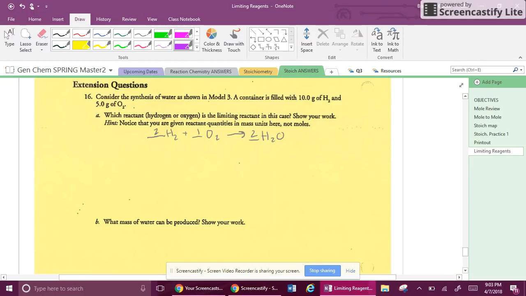The different part is when we say, where are we going to start? We start with what's given. If I read the question, blah, blah, blah, containers filled with 10 grams of hydrogen. Ooh, it's what's given, right? And 5 grams of oxygen. Wait, what? I'm being given 2 things. Where do I start? What do I do first? Yes, you start with both of them.